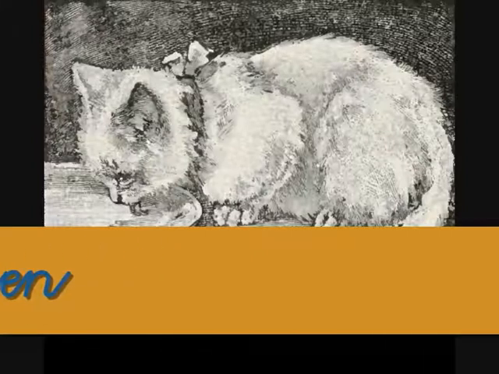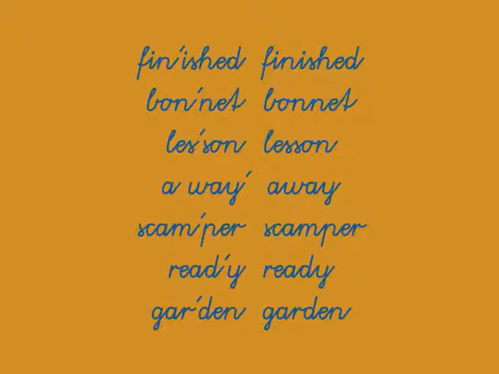Notice that we have several two-syllable words today. Let's review those words. Finished, bonnet, lesson, away, scamper, ready, garden. Did you notice the accent marks? Let's read the words one more time, emphasizing the syllable where the accent mark is placed in each word. Here we go. Finished, bonnet, lesson, away, scamper, ready, garden.